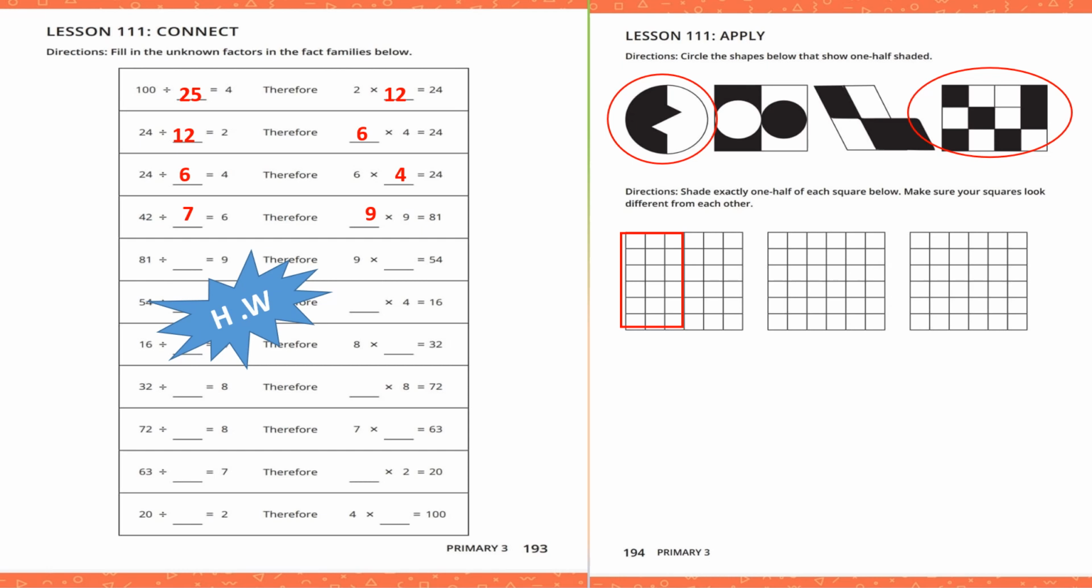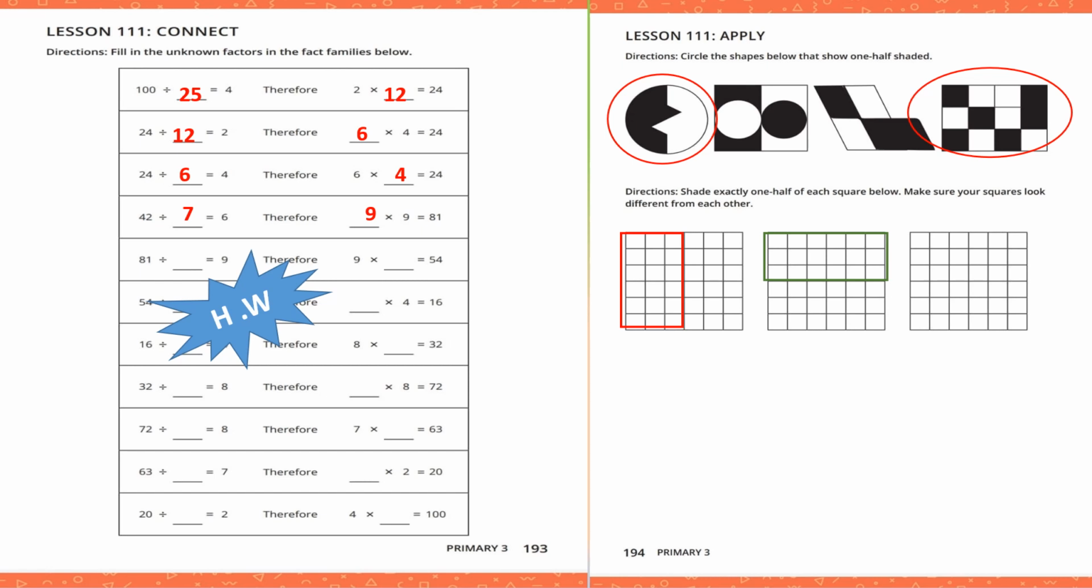Like that. I will count how many rows and how many columns, and then I will divide it by 2. So I will take the half and make a color. Second one, I will take half but different from the other. So I will take it from the top.